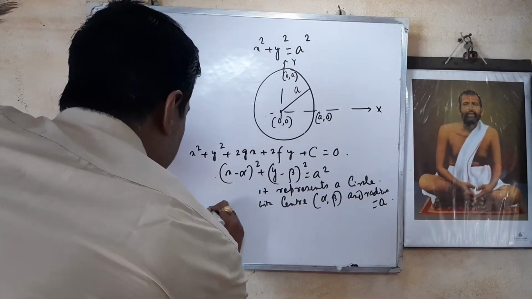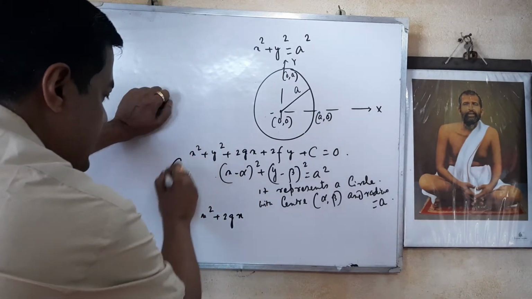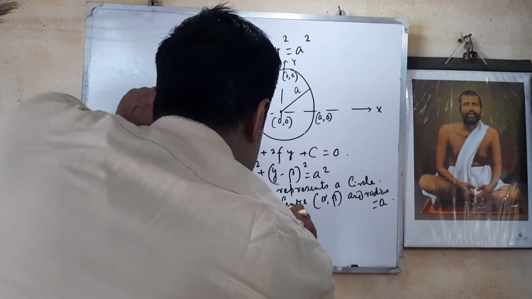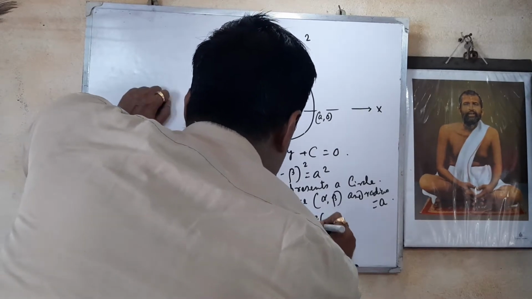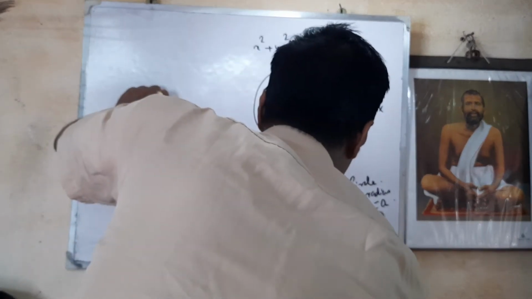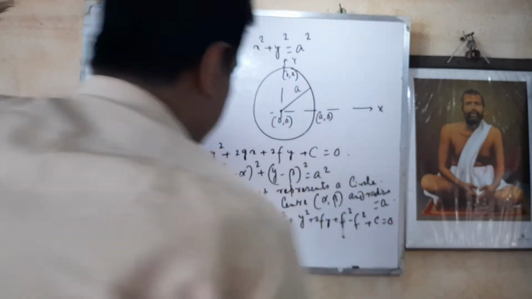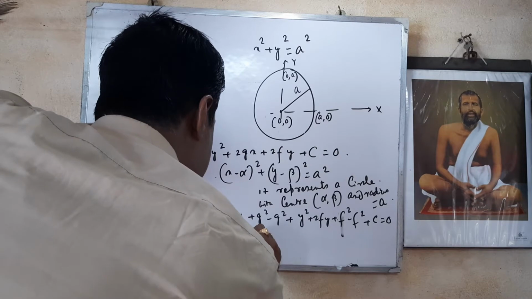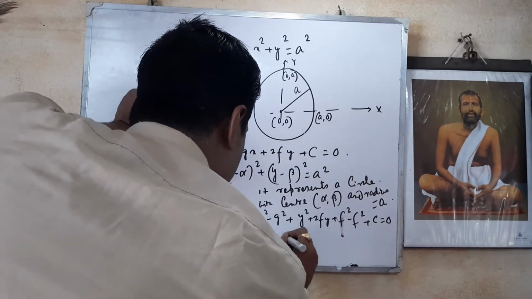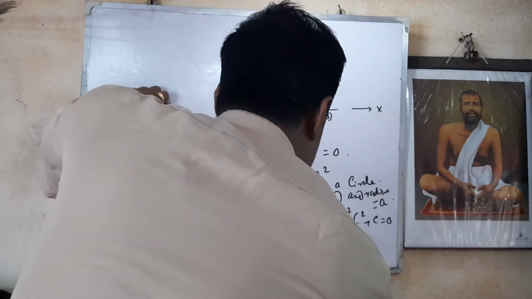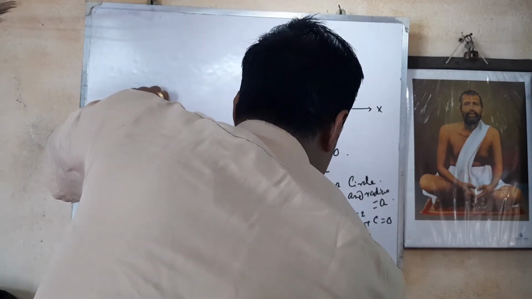Okay, therefore the above equation can be written as x² + 2gx + g² - g² + y² + 2fy + f² - f² + c = 0. So rearranging the terms, we can get (x + g)² + (y + f)² = g² + f² - c.